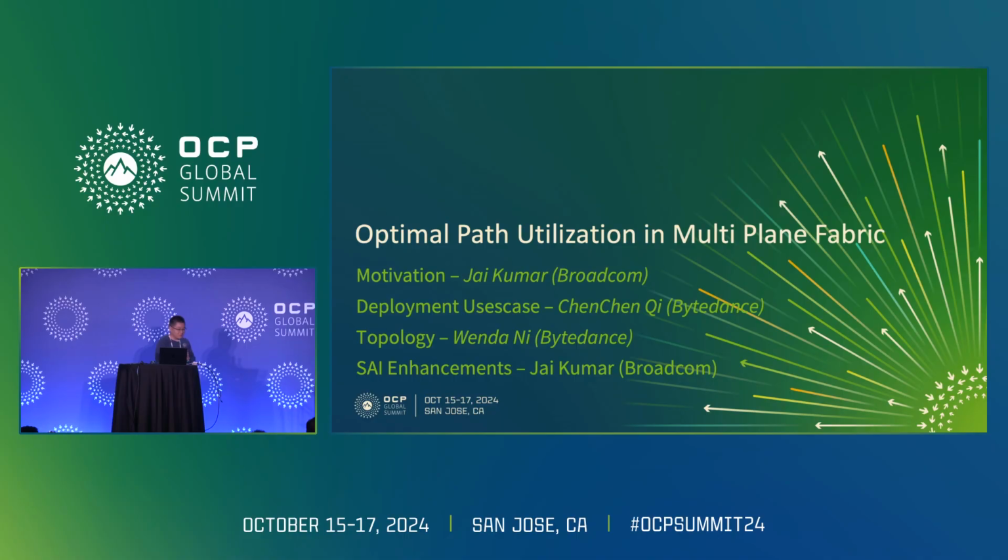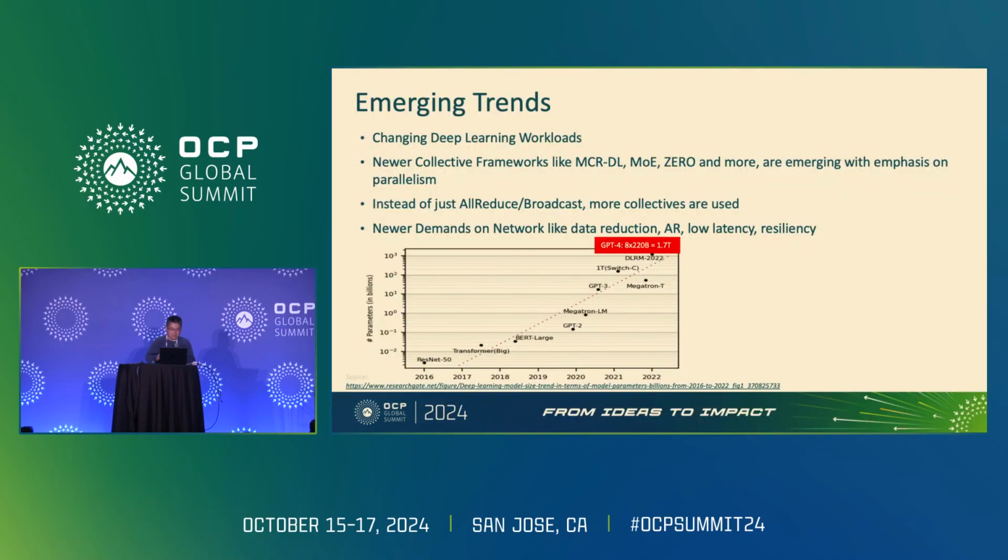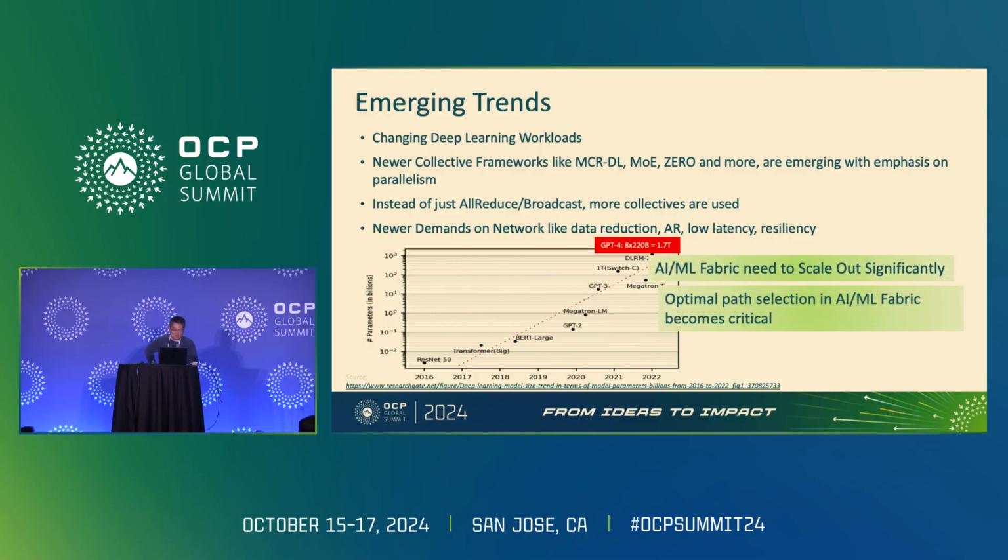Today's topic is about load balancing and optimal path utilization. We are targeting building GPU clusters for AI applications, as many of you can imagine. The problem we see with the AI fabric is load balancing. This is the core topic of today.